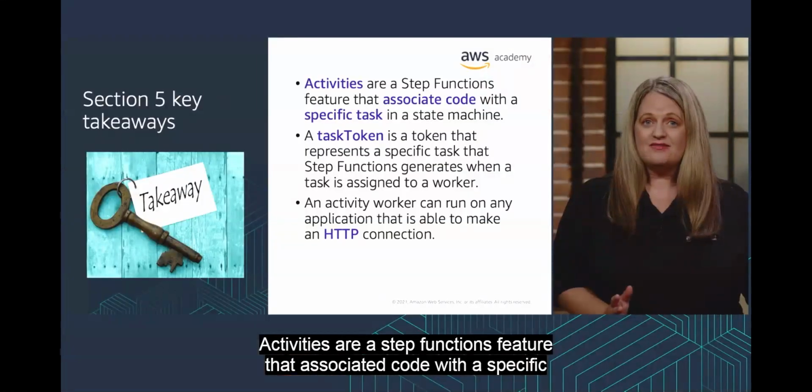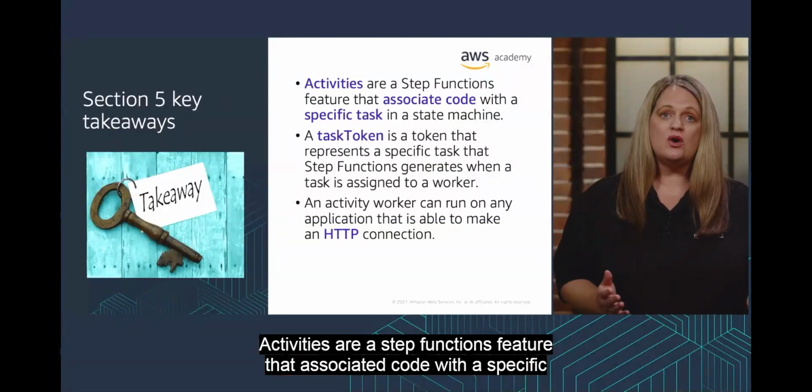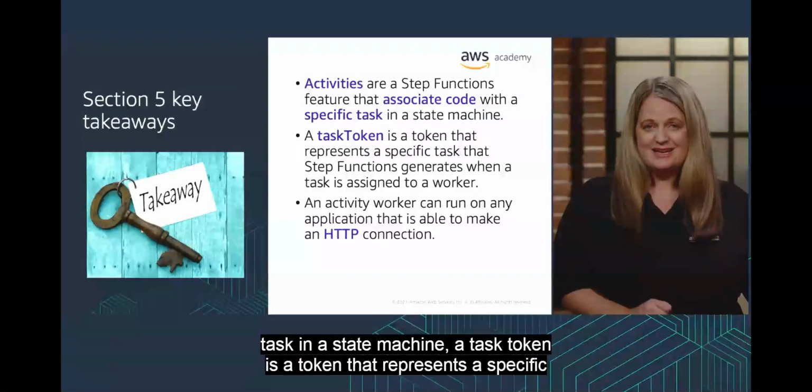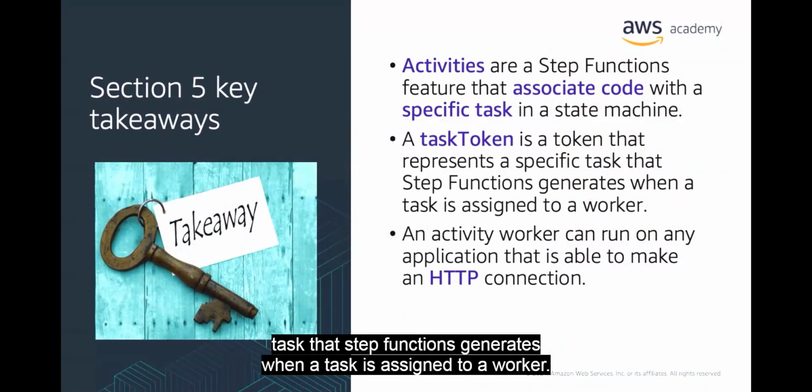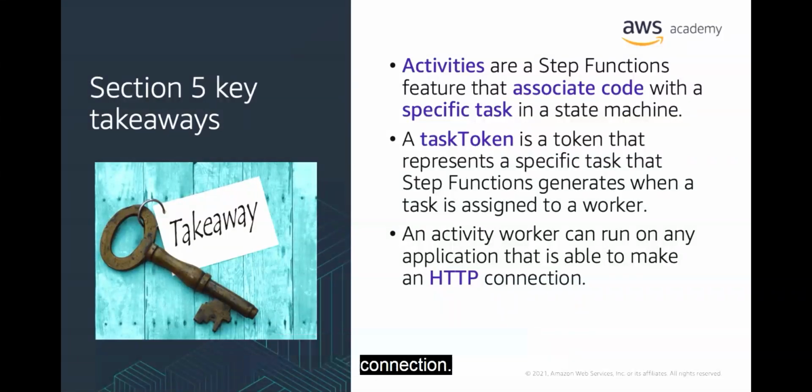Activities are a step functions feature that associates code with a specific task in a state machine. A task token is a token that represents a specific task that step functions generates when a task is assigned to a worker. An activity worker can run on any application that is able to make an HTTP connection.